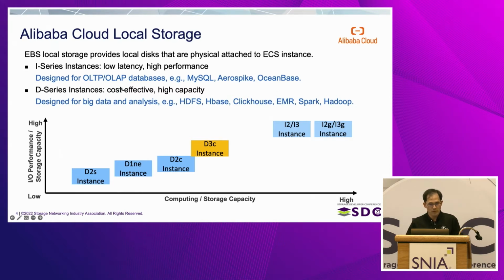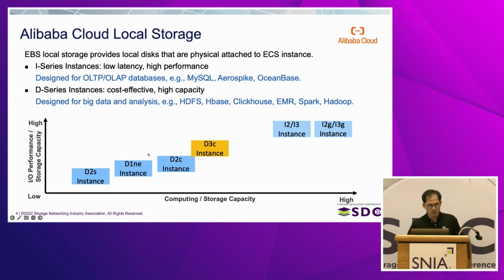They are designed for OLTP or OLAP database workloads. For example, MySQL, Aerospike, and Ant Financial OceanBase are the typical workloads running on this type of I-series instance. The second ECS family with local disks is the D-series. Compared to the I-series, they have high capacity and relatively low throughput local disks. But they are designed for big data and offline analysis, like HDFS, HBase, ClickHouse, Elastic MapReduce, Spark and Hadoop.